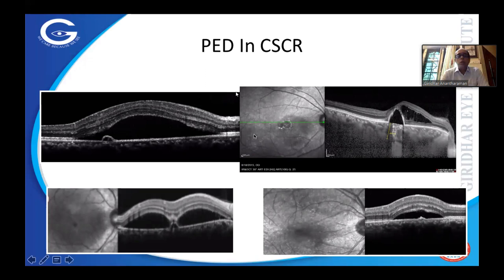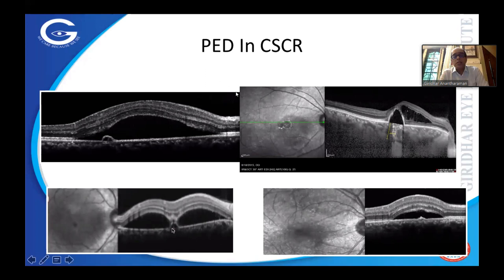Another important finding in a PED is a micro rip. The area of the micro rip is the area of the RPE leak. So if you do a very careful SD-OCT through the pigment epithelial detachment, sometimes you can see the small rip in the roof of the pigment epithelial detachment, and this is the area of the leak. So why is this very important?